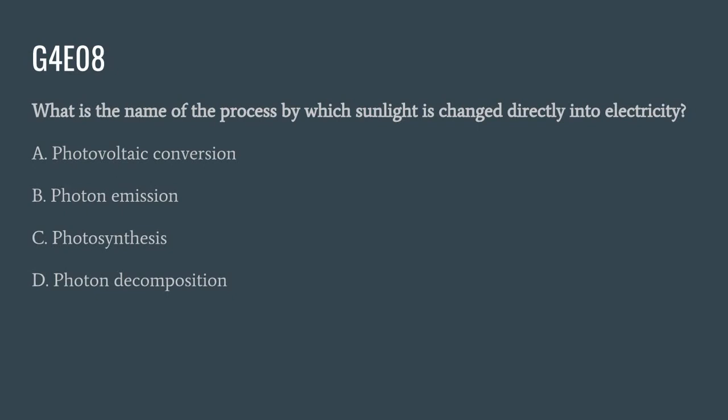G4E08, what is the name of the process by which sunlight is changed directly into electricity? A, photovoltaic conversion. B, photon emission. C, photosynthesis. Or D, photon decomposition. Correct answer here is A, photovoltaic conversion.